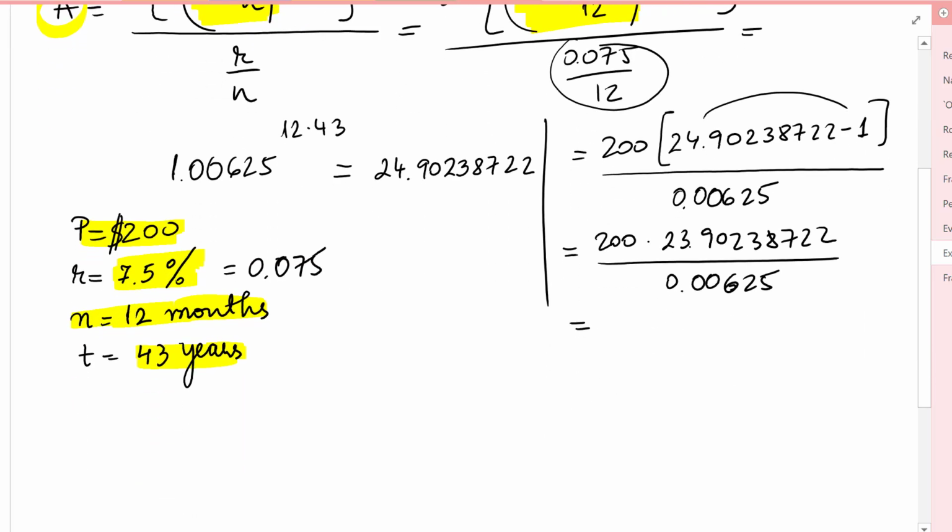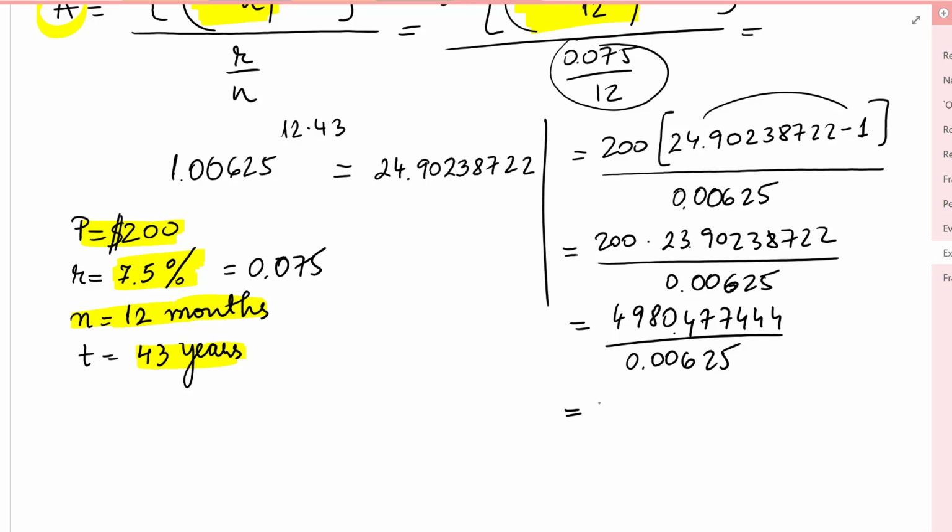So you see, I'm doing all the math and I'm keeping all that information. So if we do the numerator now, we multiply them, we get 4980.477444. Again, no rounding. If you do round at intermediate steps, you are going to get a different answer. And many times I get emails back from students saying, why am I off all the time 5 cents or something like that?